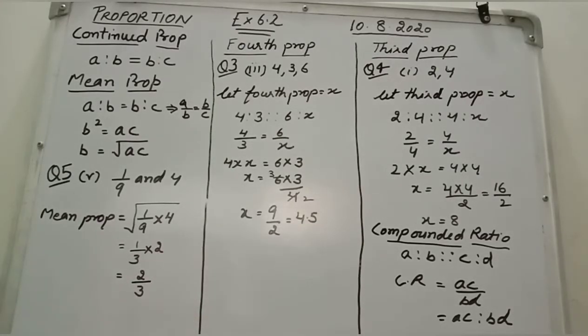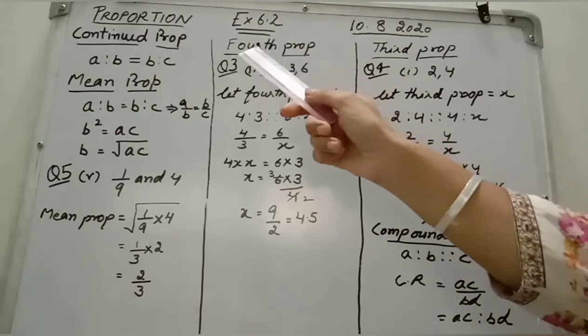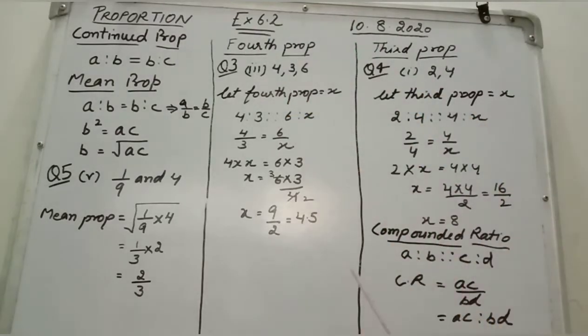2 over 3 is our answer. Like that we will solve the other question of mean proportional. Next, move to the fourth proportional. How to find the fourth proportional? We know that the 4s are there, A, B, C, D. How to find the D?